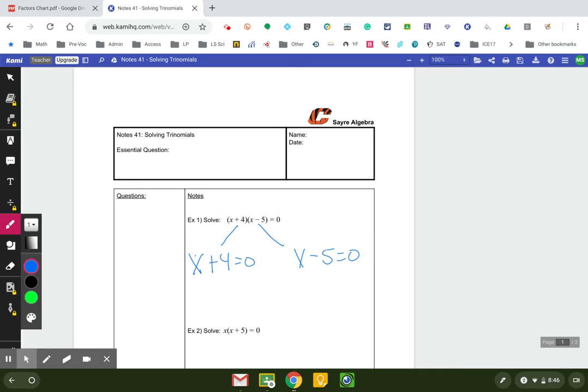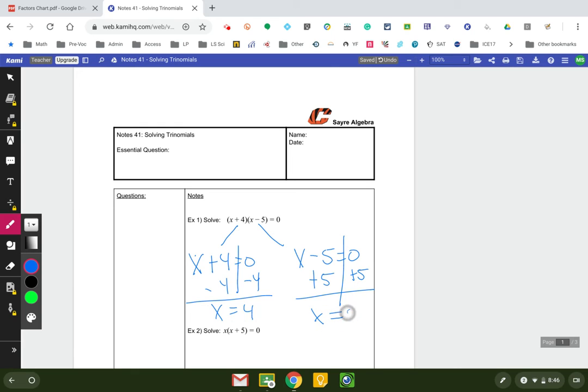Now you're going to use your equation solving skills to get x by itself. So here I'm going to subtract 4 from both sides. And I'm going to get x equals negative 4. And I'm going to do the opposite of what this is right here. So since this is a minus, I'm going to add 5 to both sides. And I'm going to get x equals 5. And those two things right there are your answers.